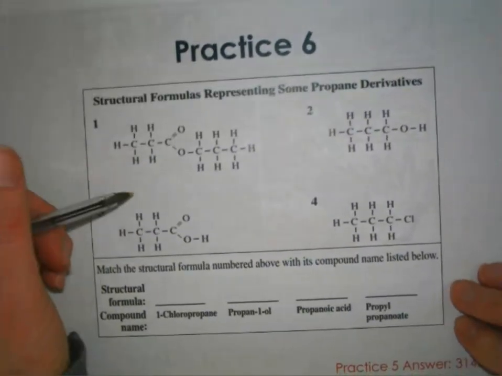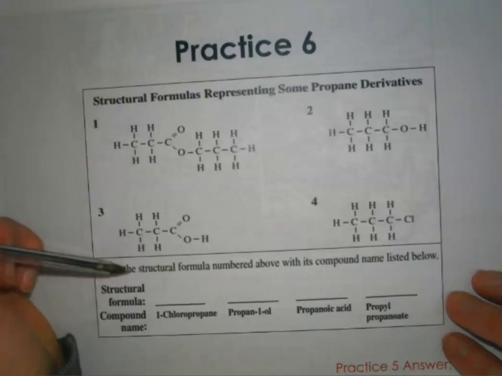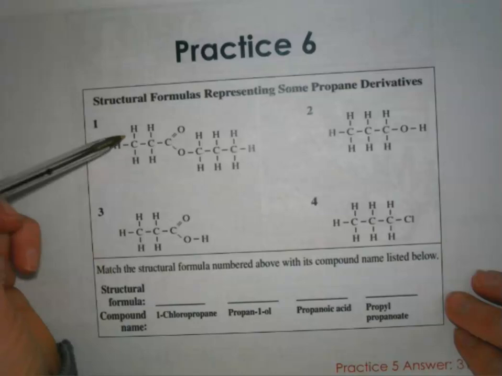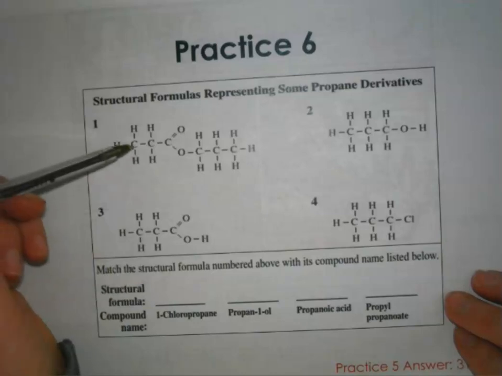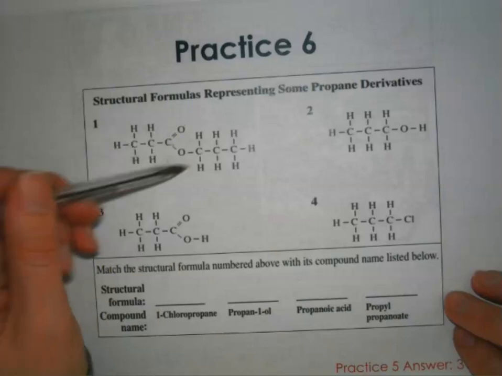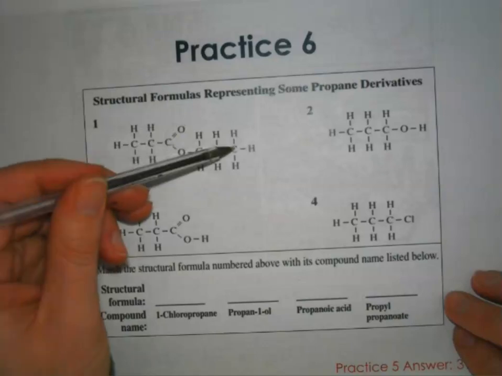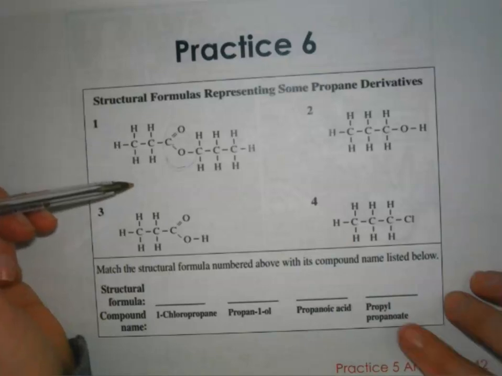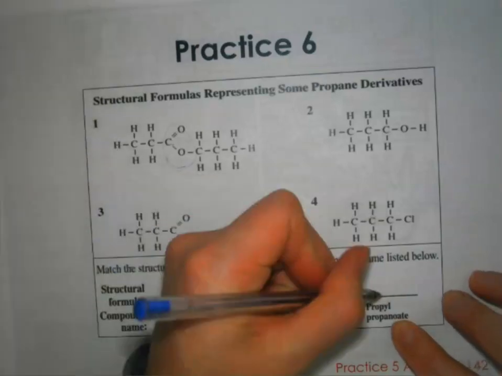This one here, what do we have? Matching structural formula with the compound name. Okay, so what do we have here? We have 1, 2, 3 carbons. Then we have that ester group and then another 3. So that would be propanoate. So that would be number 1.